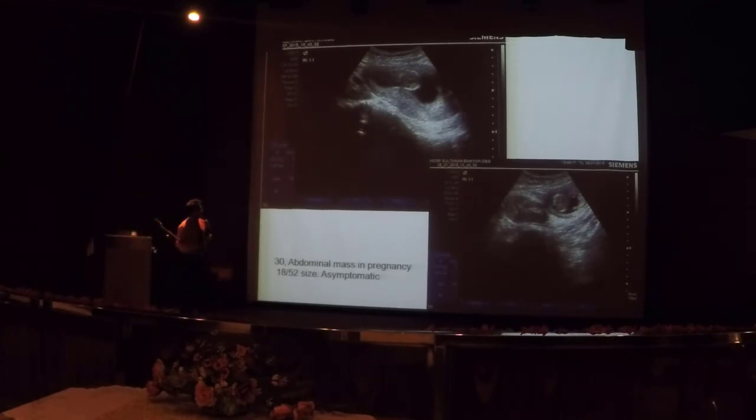But this one, you can see one mass here, there is another mass on the other side of the ovary, which is typical of teratoma. So this patient basically had bilateral teratoma in pregnancy.